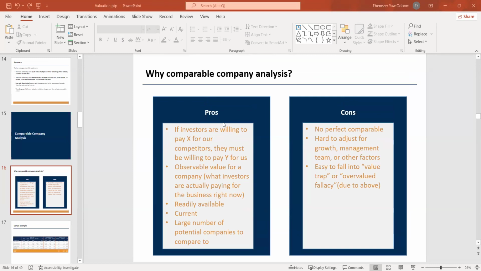So, like I said, each of the company valuation methodologies has its own pros and cons. And at the end of the day, a combination of 1, 2, or 3 reduces your margin of error.